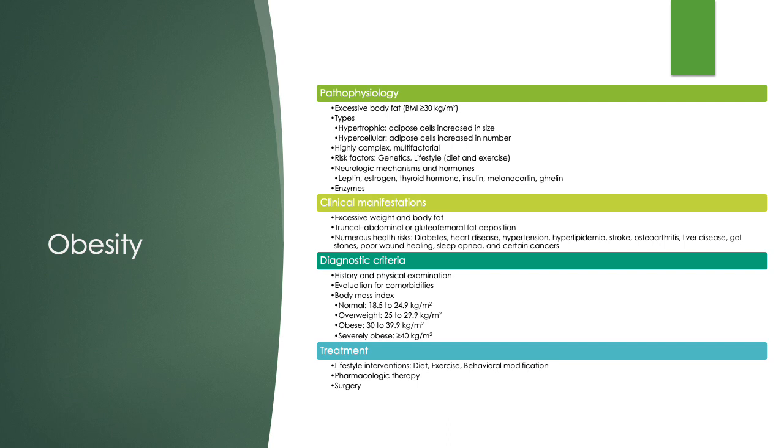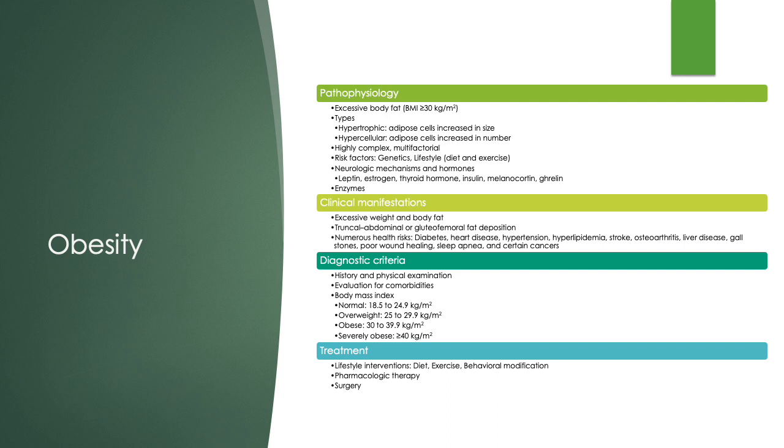You have hypertrophic obesity, where your adipose cells are increased in size. You have hypercellular obesity, where you have an increase in the number of adipose cells. So they're not necessarily bigger, it's just a lot more of those adipose cells. It is a complex and multifactorial etiology, but the risk factors do include genetics and your lifestyle. If you have a sedentary lifestyle, you're more likely to become obese because you're not working off those calories you're taking in. You do have neurological mechanisms and hormones that are associated with this. You have leptin and estrogen, thyroid hormone, insulin, melanocortin, and ghrelin.